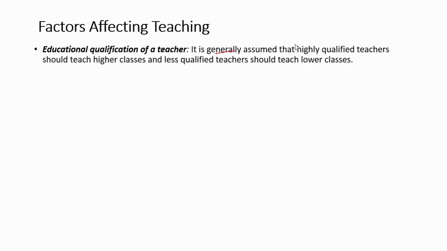So it is generally assumed that highly qualified teachers should teach higher classes and less qualified teachers should teach lower classes. Okay, so we all know that to teach for lower primary schools you just need 12th level qualification, and then you can go to a course called TTC and you can teach students from a very lower class like primary school. Okay, but if you want to teach for colleges, you need to have a postgraduate degree as well as you need to have a national eligibility test. Okay, qualification also. So for teaching lower class students you need a lower qualification, and for teaching higher class students you need a higher qualification. It is the first point.